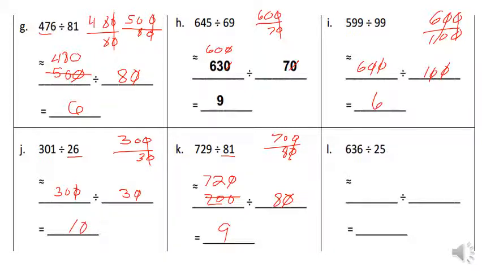L, 25 is close to 30. 636 will be close to 600. 600 over 30. Take out our multiples of 10, and we got 60 divided by 30.Hence 60 divided by 3. Put our 0 down here. 6 divided by 3 is 2. So our answer is 20.